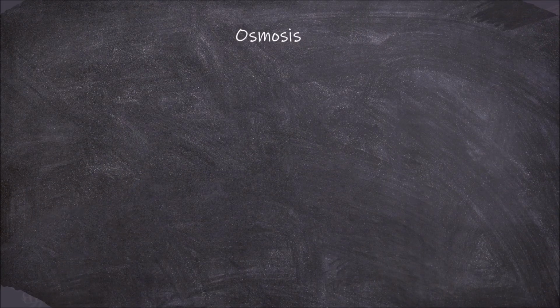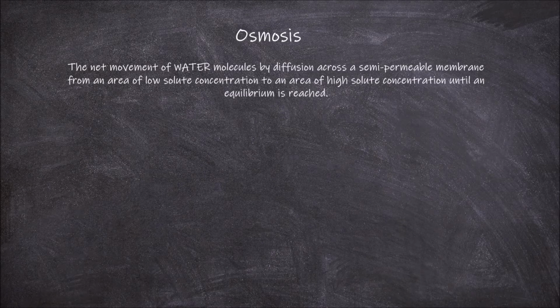In today's video we're going to be going over osmosis. Osmosis is the net movement of water molecules by diffusion across a semi-permeable membrane, such as the cell membrane, from an area of low solute concentration to an area of high solute concentration until an equilibrium is reached.